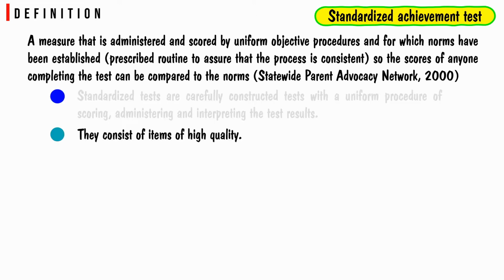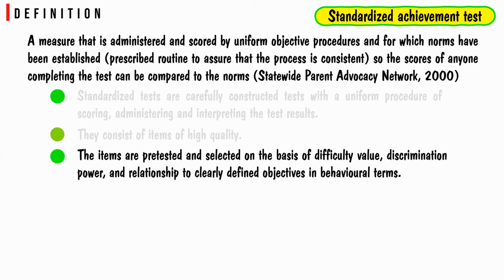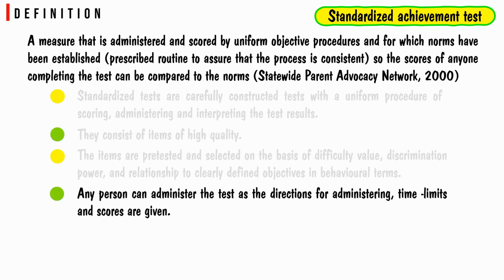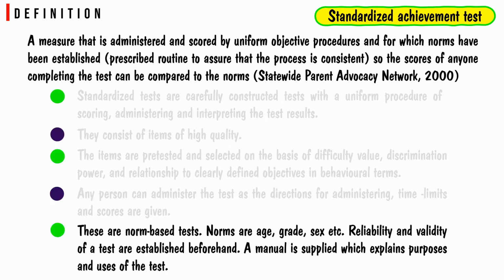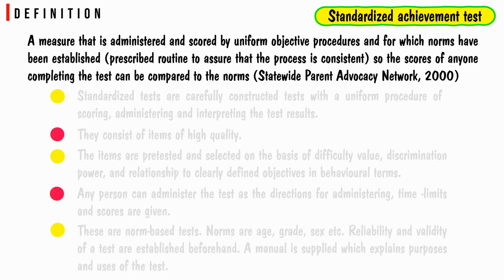They consist of items of high quality. The items are pre-tested and selected on the basis of difficulty value, discriminating power and relationship to clearly defined objectives in behavioral terms. Any person can administer the test as the directions for administering, time limits and scores are given. These are norm-based tests. Norms are age, grade, sex, etc. Reliability and validity of a test are established beforehand. A manual is supplied which explains purposes and uses of the test.